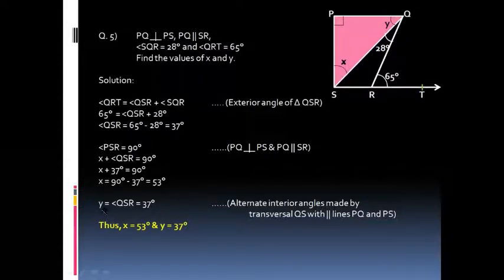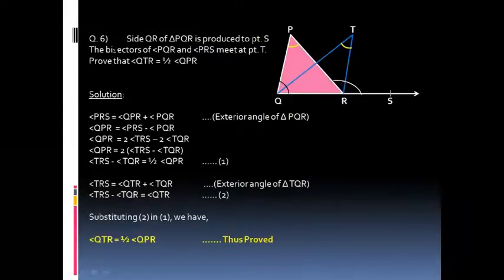So Y is equal to angle QSR, which we have already found out, which is equal to 37 degrees. So we now have the values of both the angles. X is equal to 53 degrees and Y is equal to 37 degrees. Question number 6.